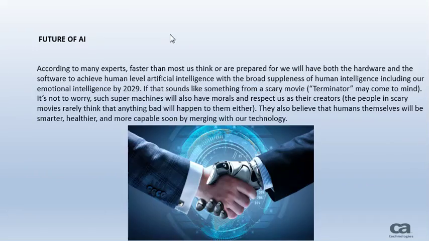Now coming to the future of artificial intelligence. According to many experts, faster than most of us think or are prepared, we will have both the hardware and the software to achieve human level artificial intelligence, with the broad supply of human intelligence, including our emotional intelligence, by 2029.